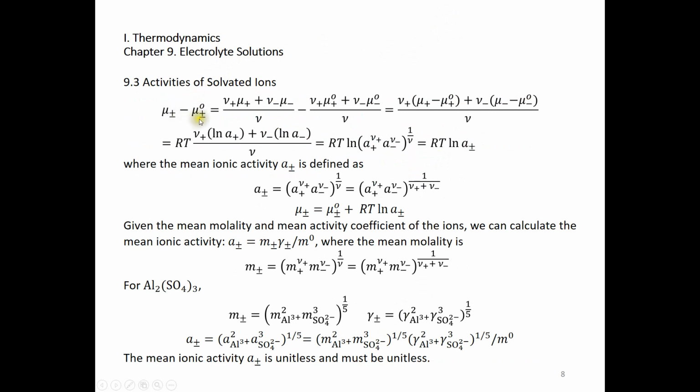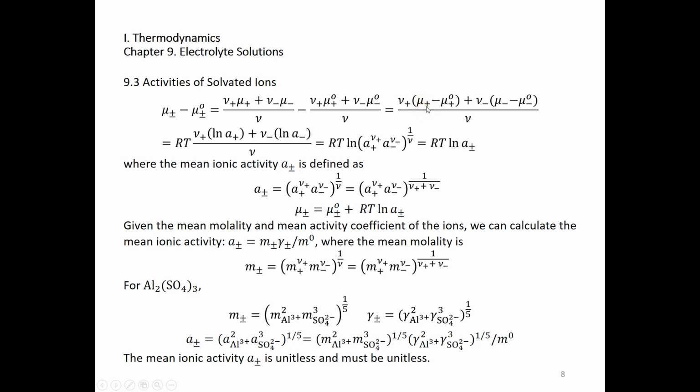Now let's look at the difference between this mu sub plus minus and mu naught plus minus. The difference is expressed here. This is the equation for the mean ionic chemical potential, and this is the standard mean ionic potential. So we have this equation. We combine the cations here, we combine the anions here, and now we set the difference between this and this to be RT times the natural logarithm of a plus.